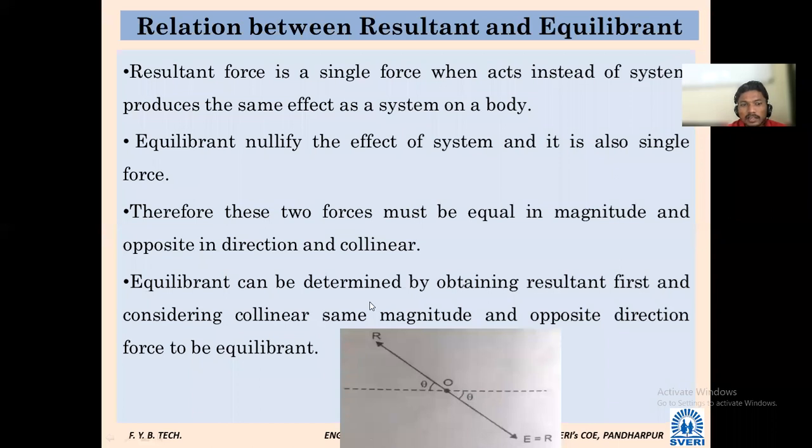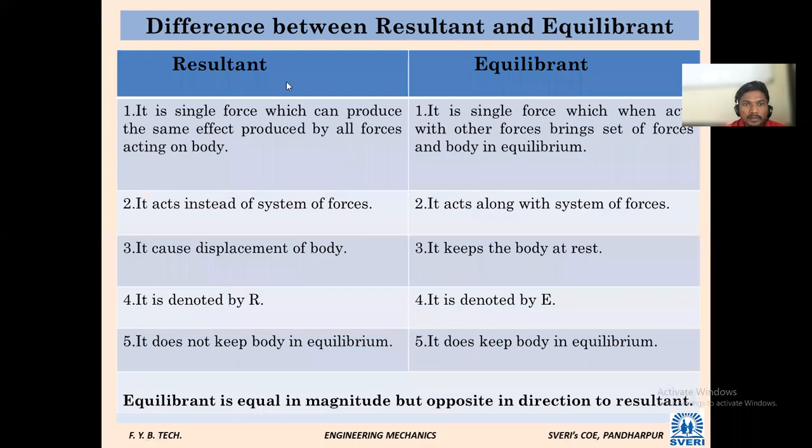In short, if we want to have the body at rest, the equilibrant should act exactly opposite, or we can say collinear, exactly opposite to the resultant. Further, we have seen the difference: what is the resultant, what is the equilibrant? So, definition first: what is the resultant?